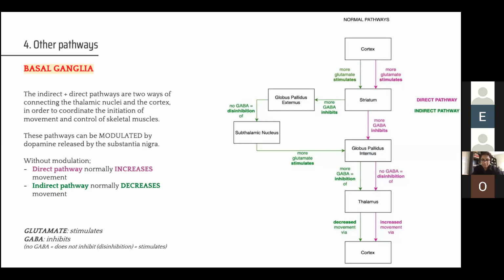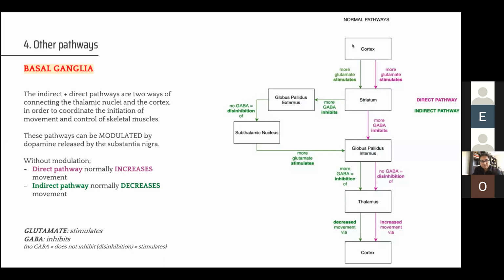next in the pathway. So if you follow along the direct pathway, which is purple, you've got your cortex. The cortex always secretes glutamate. The glutamate stimulates the striatum, and the striatum produces GABA. So the striatum produces more GABA, and more GABA inhibits the globus pallidus internus. Having no GABA means that there's disinhibition of the thalamus. Disinhibition means that it's technically stimulated. So the thalamus is stimulated, and there's going to be increased movement via the cortex. So the net purpose of the direct pathway is to increase movement.